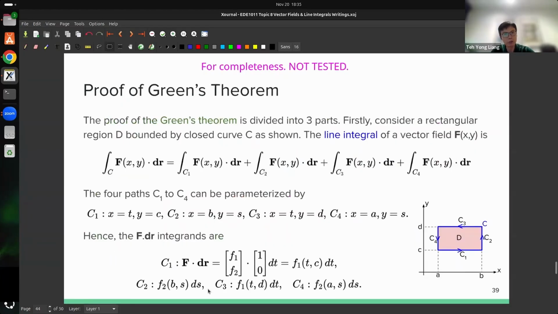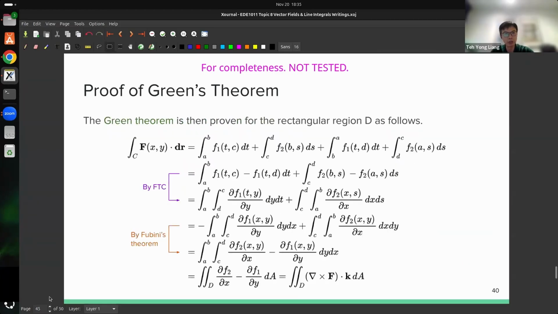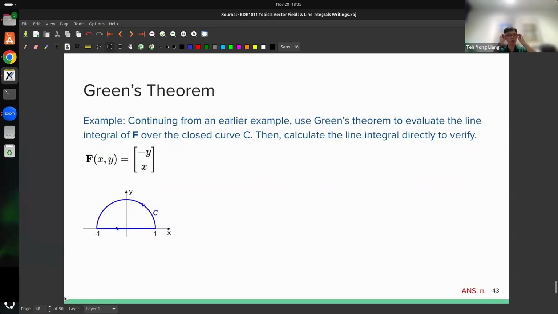We are not going to go through the proof. There's a proof and you can actually go through it yourself. But we are just going to make use of Green's theorem in solving this example.